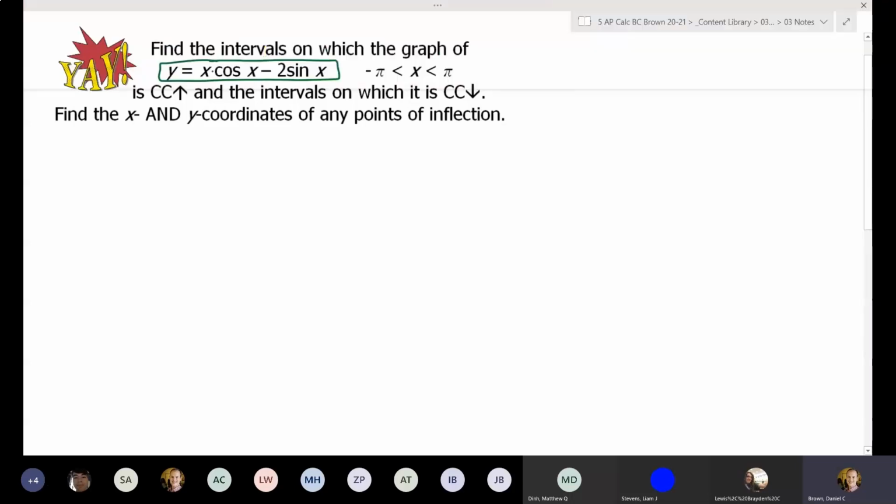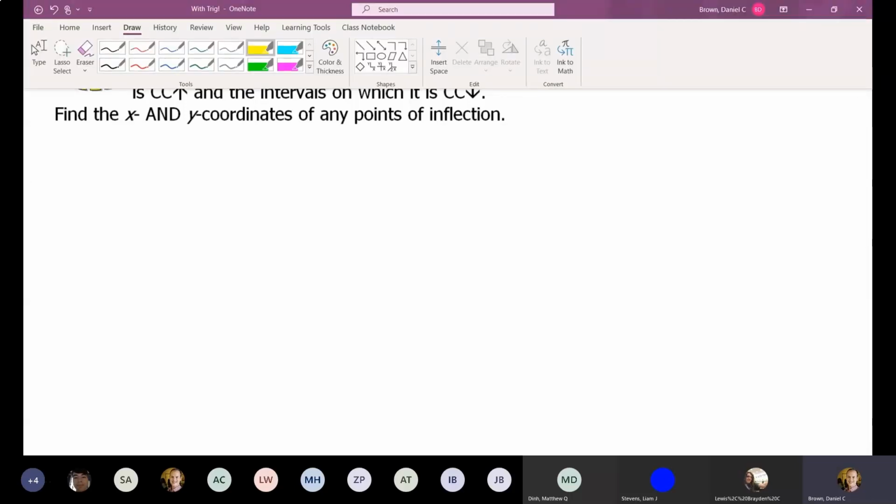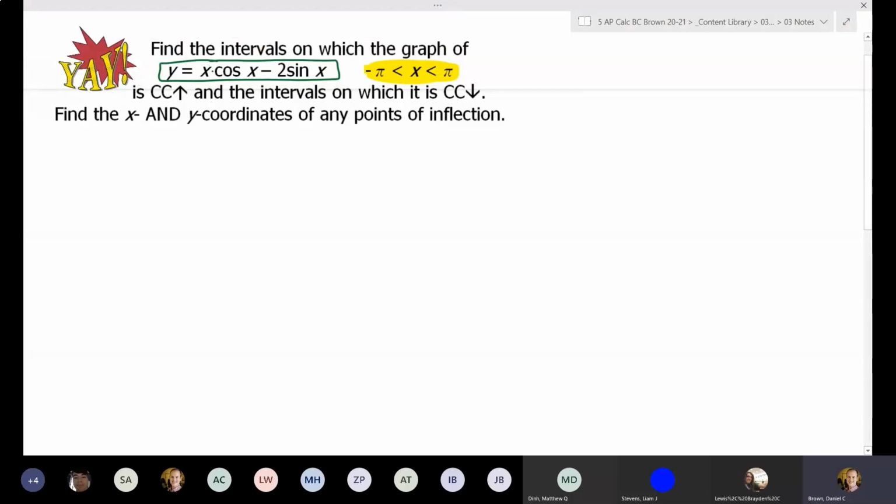When I give you trig, I will always have to give you an interval. Since trig is periodic, you want to have some sort of interval to talk about either increasing or decreasing or the concavity. I am going to give you some time to try this on your own. Probably not all the time you need, but I do want to give you a chance to get started on it.